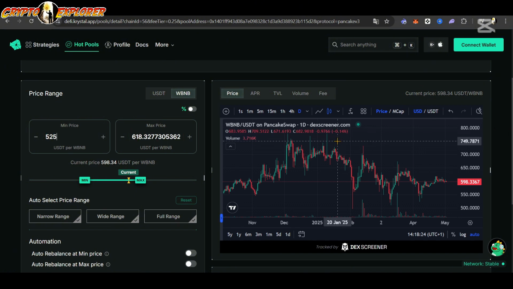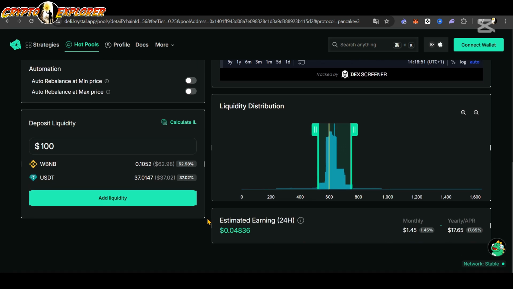Then the max would be something like this, 750. So I'm going to insert 750. And this would be potentially a range that we just set by looking at the chart and backtracking for all of these months. And potentially, had we had this range in place since November, we would have been generating fees non-stop. So if we go down, we see that these are the estimated earnings for this chosen range.